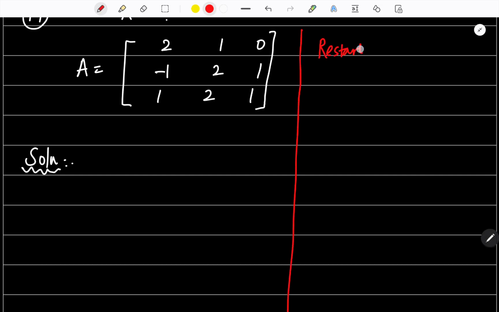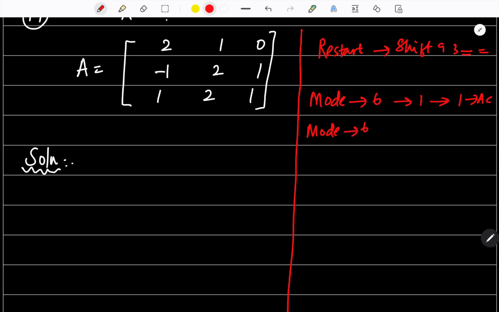Restart your calculator, which is shift 9 3 equal. Shift 9 3 equal, right? So let me start. Yes, mode. I keep writing mode 6. Okay. Then press 1. I'm using black color calculator. Keep in your mind. Then I press 1. Okay. Then I press equal. Not equal, AC. Sorry. Press AC. This is common for all the steps. Now again mode 6. Mode and then 6. Then press 1.